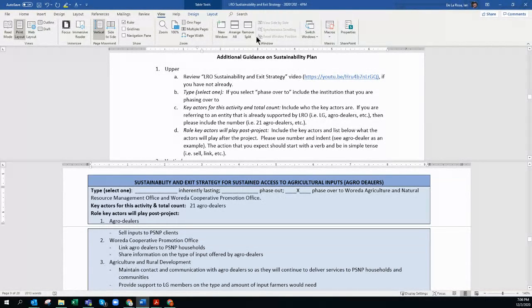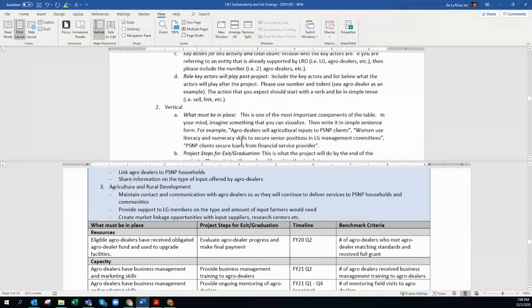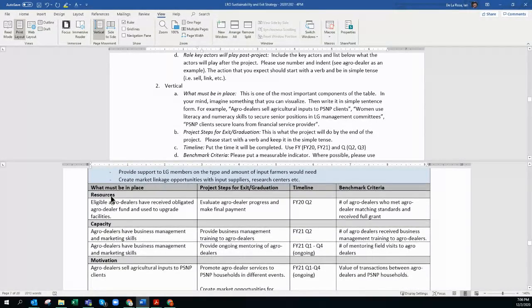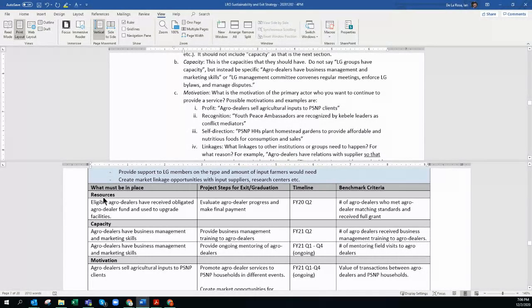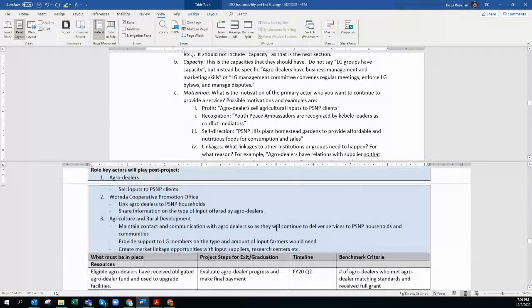As you'll see above here, I'm going to refer to different sections. There's the upper, which I'm referring to as this blue table here. Then I want us to talk about the vertical, which is: what do these mean? What must be in place? Project steps, timelines, and benchmarks. And then I've written the next section, which I'm calling horizontal, backward, which is resources, capacity, motivation, and linkages, and how we're going to fill out there.